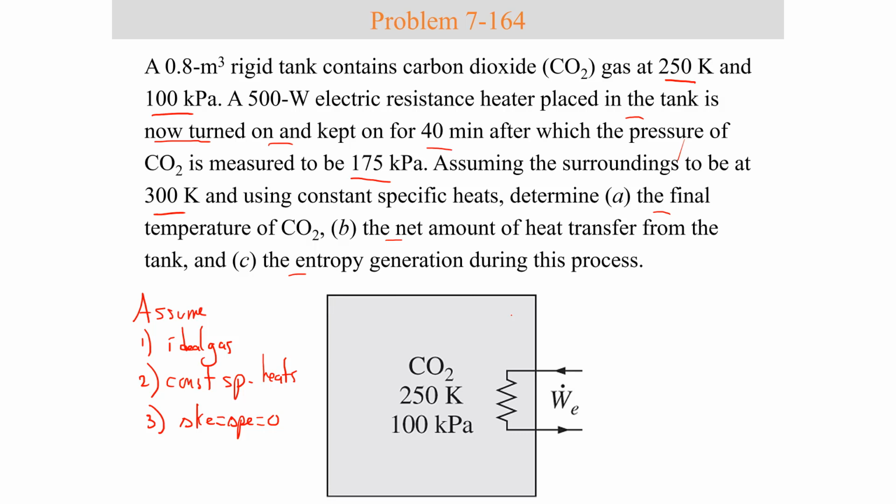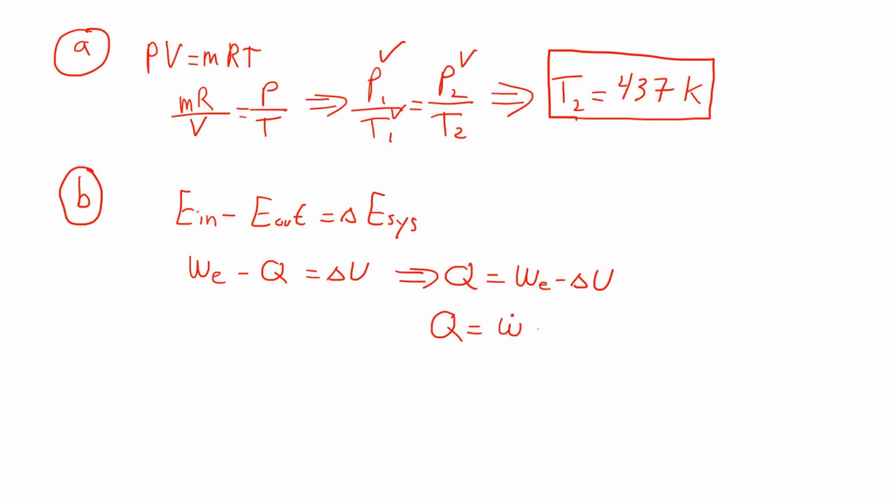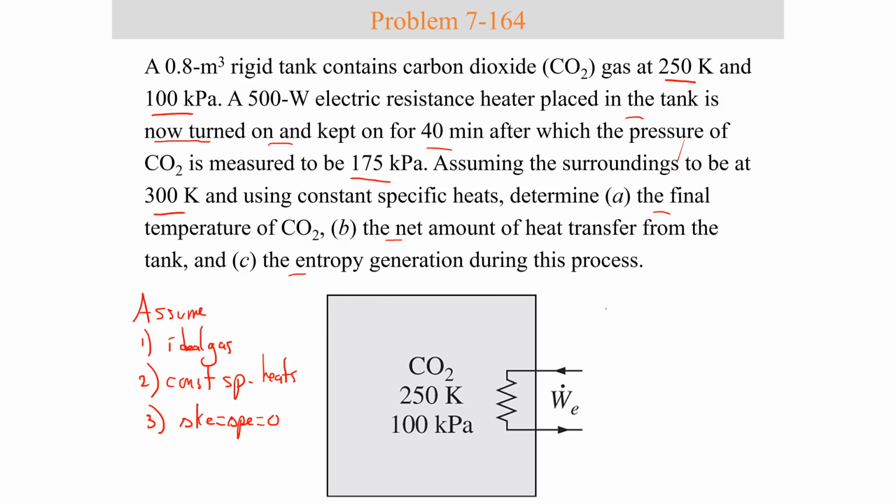The problem statement tells me that the work rate is 500 watts, so it's a 500 watt heater multiplied by the amount of time that the heater is on. So it would be basically 500 watts times 40 minutes worth of seconds minus the change in internal energy, which for an ideal gas, assuming constant specific heats, would be m Cv delta T. So knowing the work rate, knowing the time, knowing the mass, make sure we're given the mass.